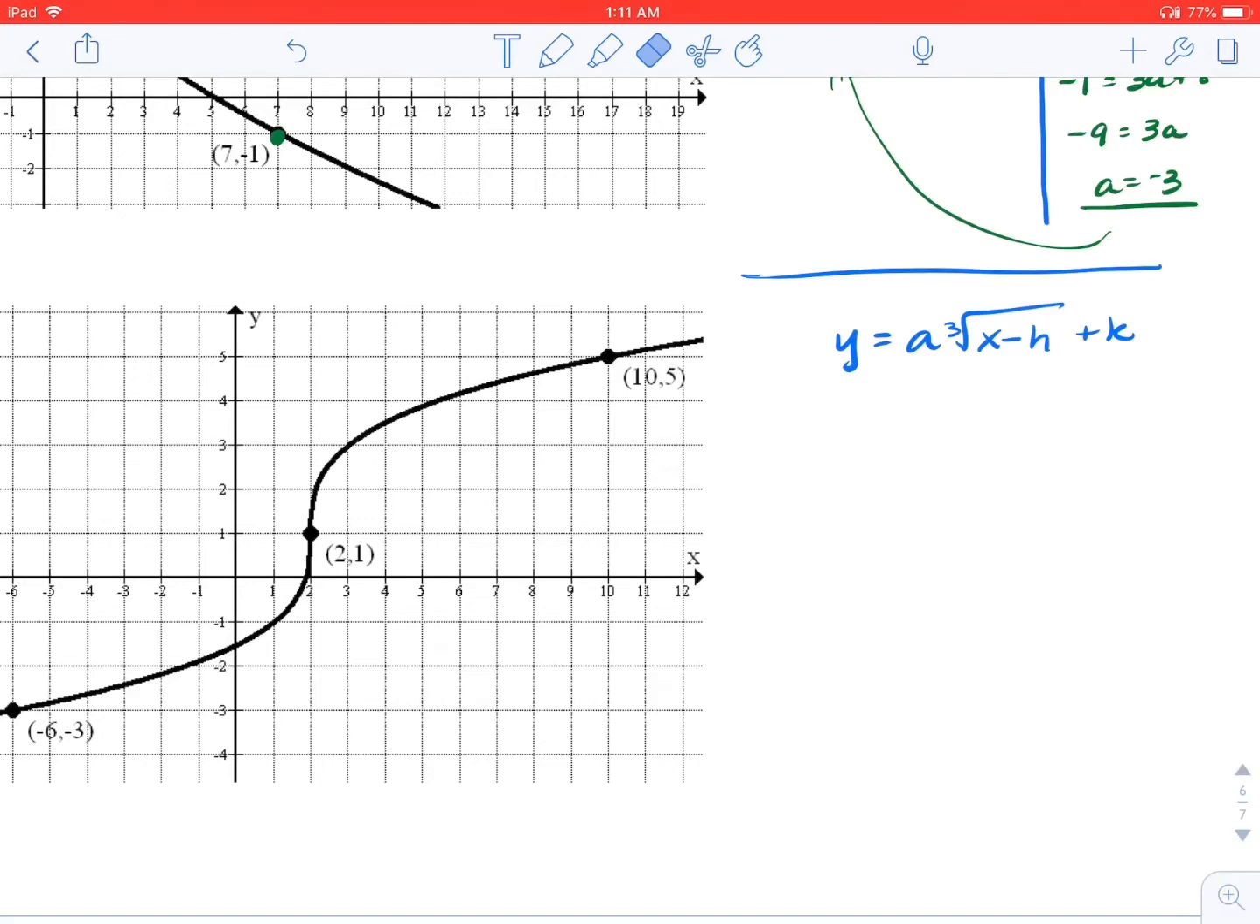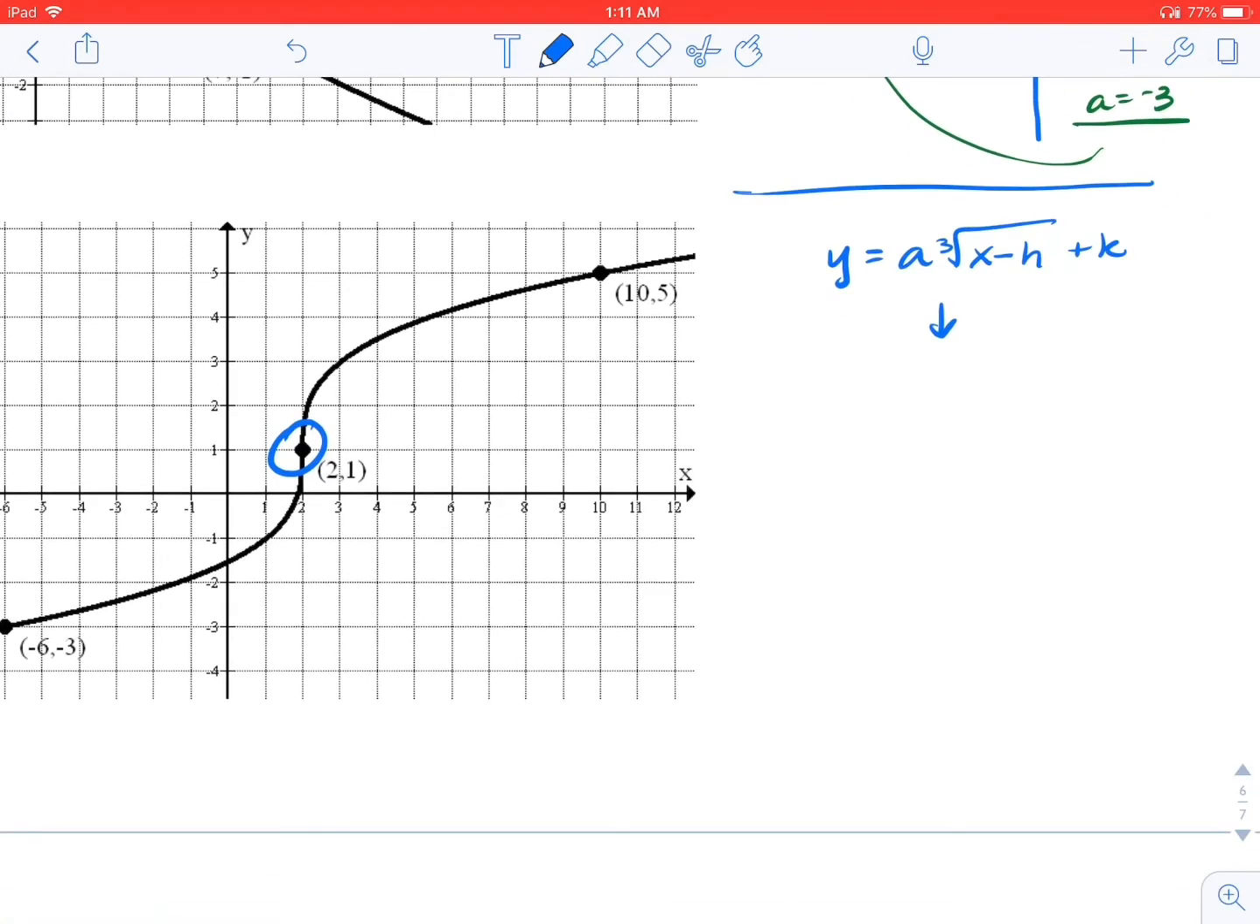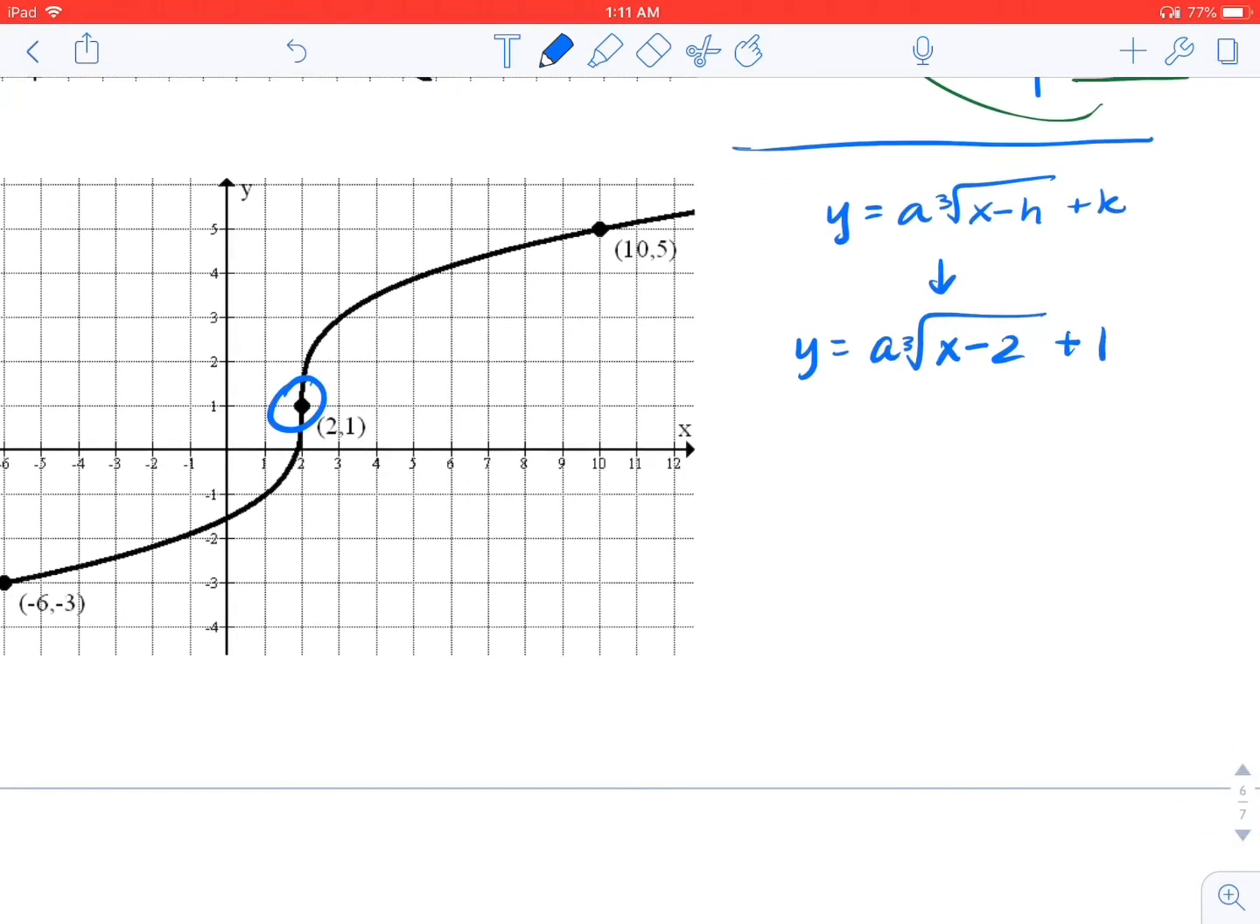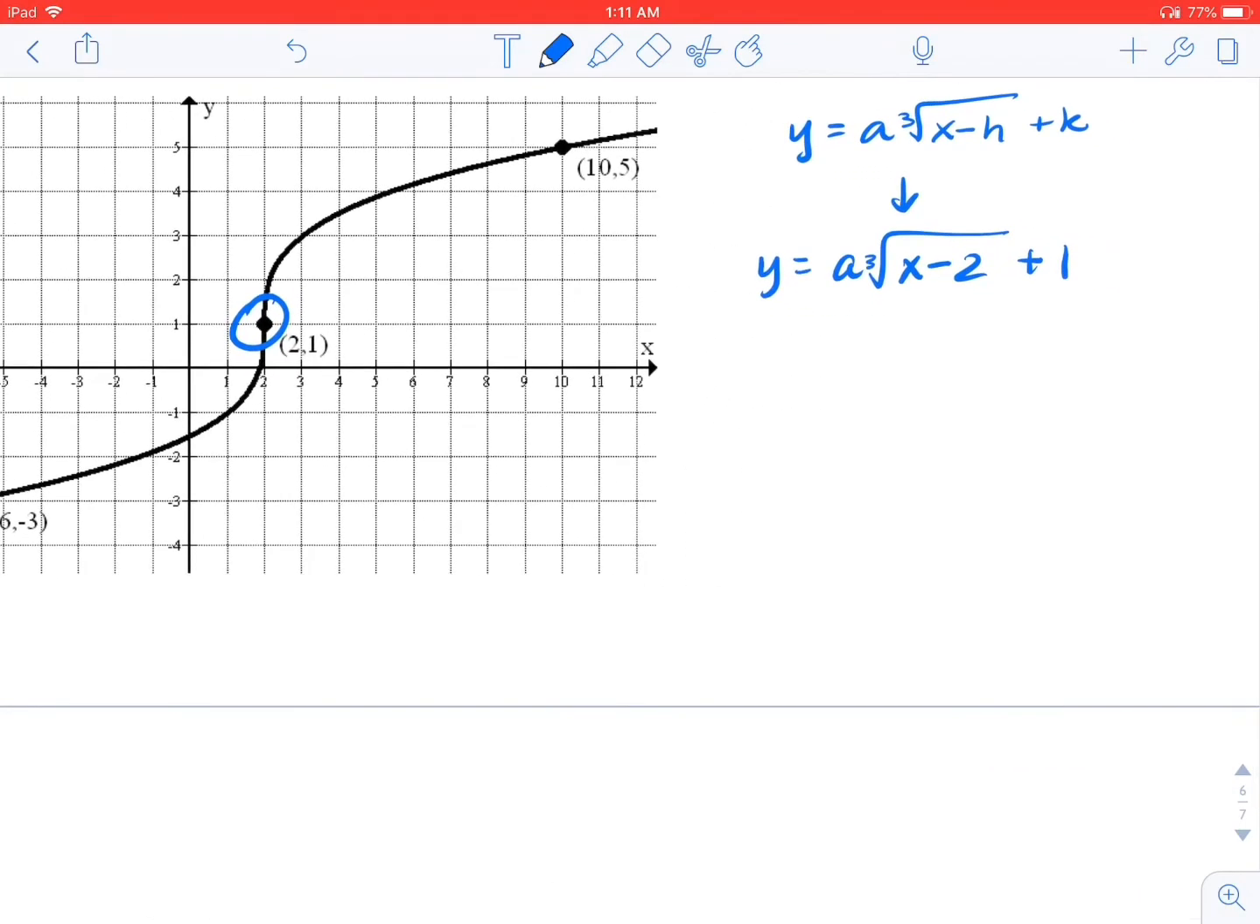But starting, we first determine the transformations of the point of inflection. The point of inflection is at 2, 1, so that means I've shifted the point of inflection on the parent function from 0, 0 to 2, 1, or a shift right 2 and up 1. So y is equal to a times the cube root of x minus 2, plus 1. And now pick another point on the graph. I'll pick negative 6, negative 3. Negative 3 is equal to a times the cube root of negative 6 minus 2, which is negative 8, plus 1.